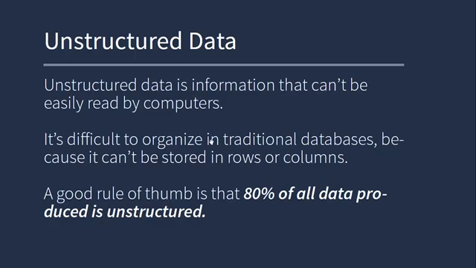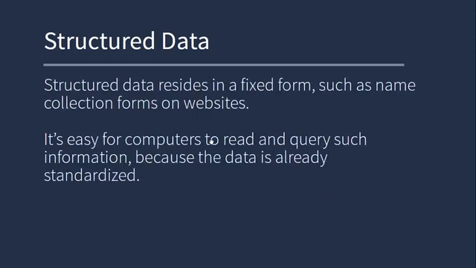A good rule of thumb is that 80% of all data produced is unstructured. For instance, when businesses collect information about Facebook usage, any kind of messages, any kind of comments on walls, things like that are all unstructured data. Now, structured data is data that resides in a fixed form, and it's labeled. So this could be name collection boxes on websites or the address fields for shipping information. It has a header, you can put that into Excel, and you can query it or search it with a computer. You can analyze it.